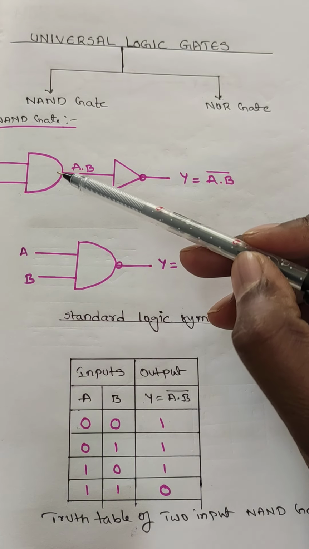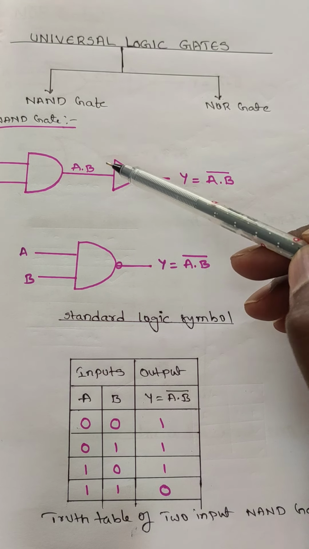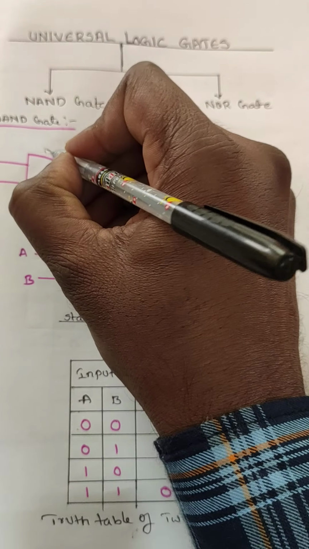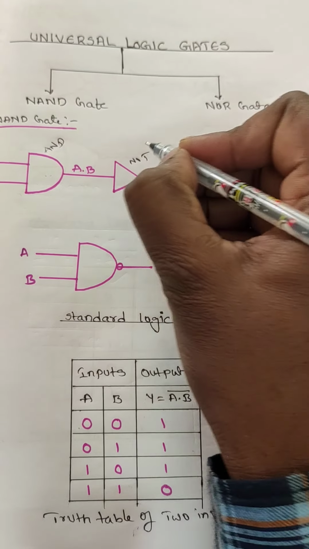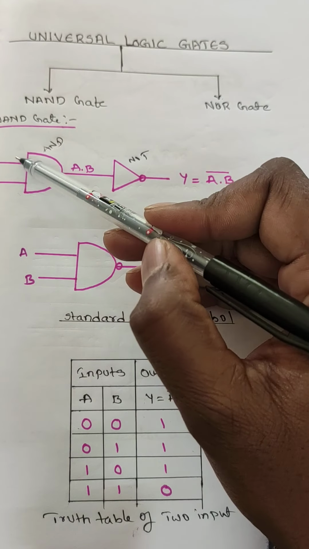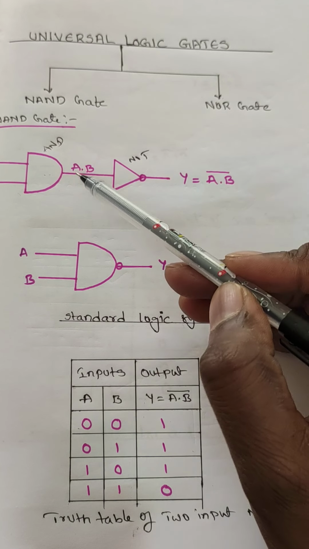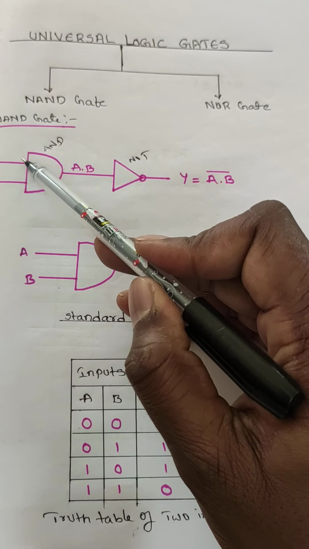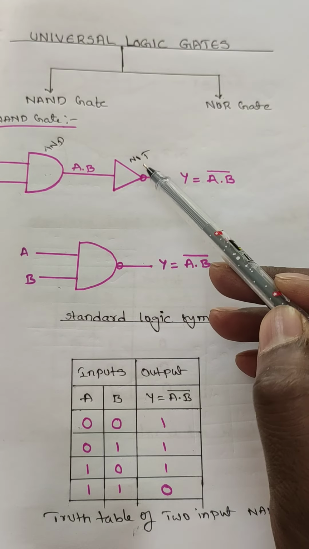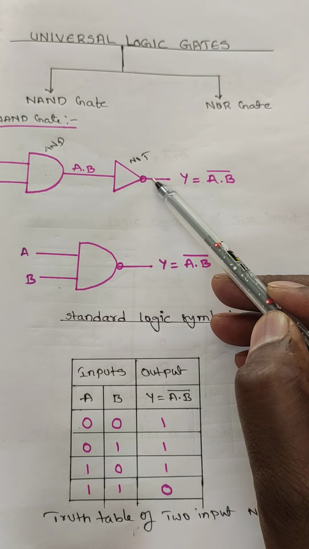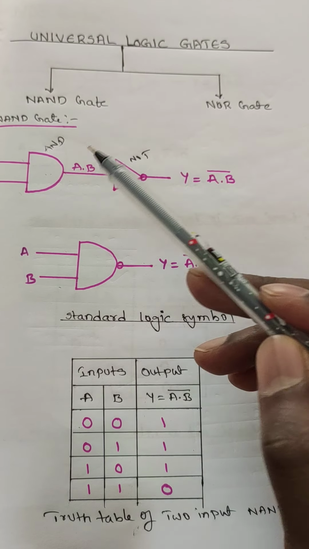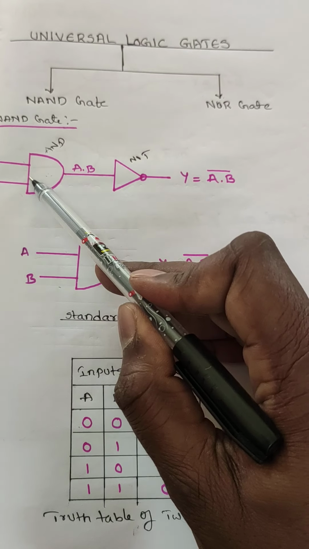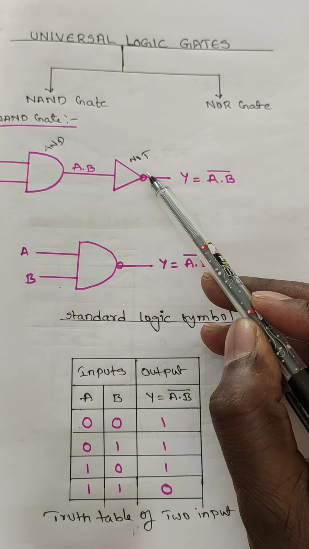Here, the NAND gate stands for NOT and AND. AND gate plus NOT gate. This NAND gate has two or more inputs and only one output. The output of the AND gate is given as an input to the NOT gate. So the NAND gate is a combination of AND gate plus NOT gate. The output of the AND gate is given to the input of the NOT gate.